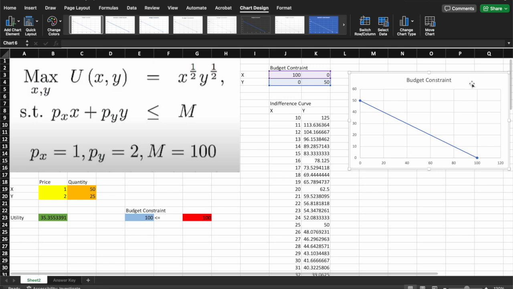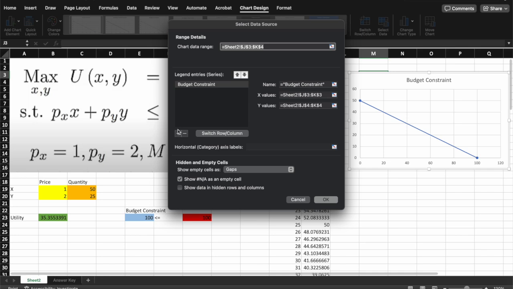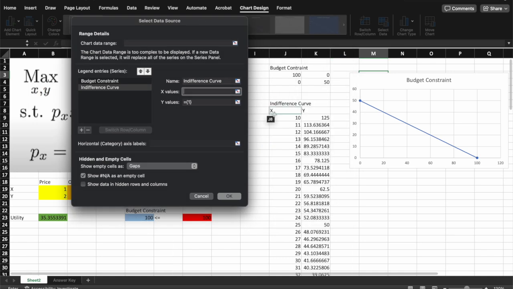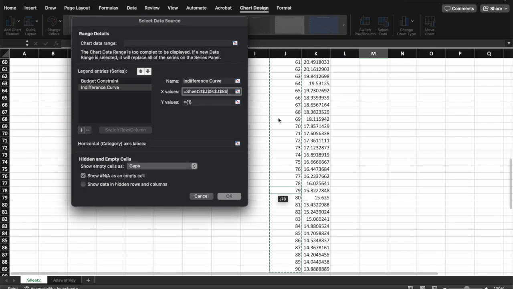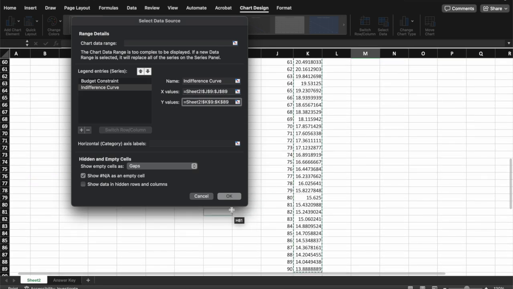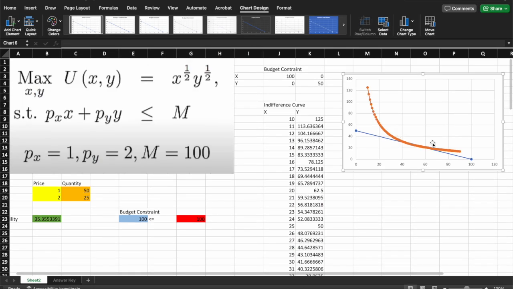The next thing we want to do is add another series here. So we'll go back to select data, add another series, and call this one indifference curve. The x values are going to be these ones that we set out here, and the y values right next to it. When we click OK, we now have an indifference curve. Awesome. And this looks exactly like we expected it to, right? It has kind of this concave shape.